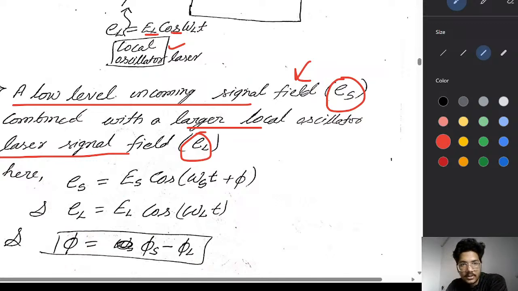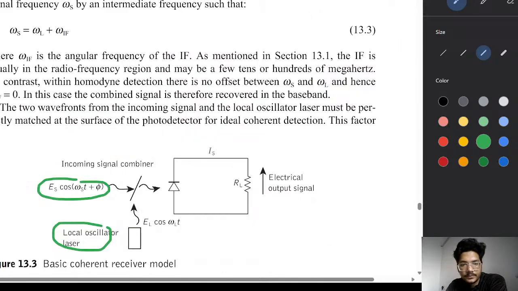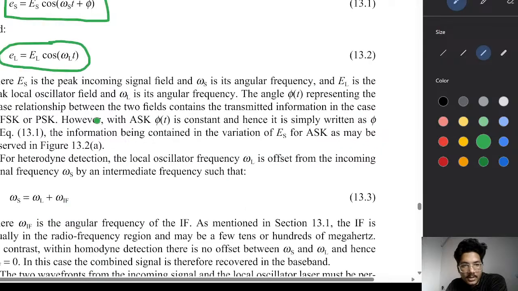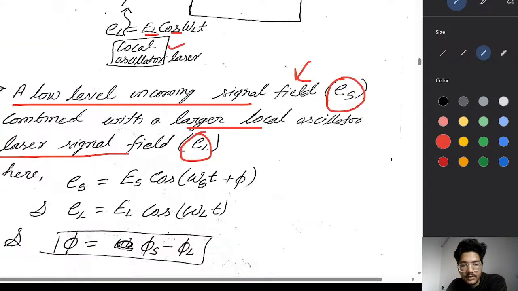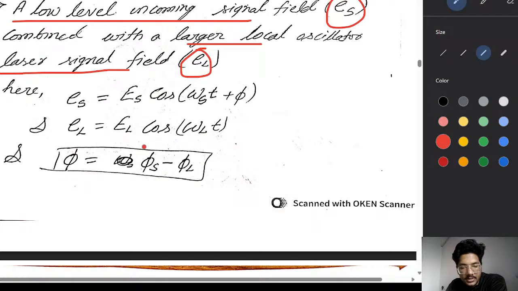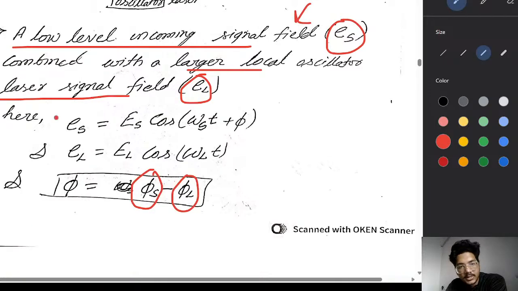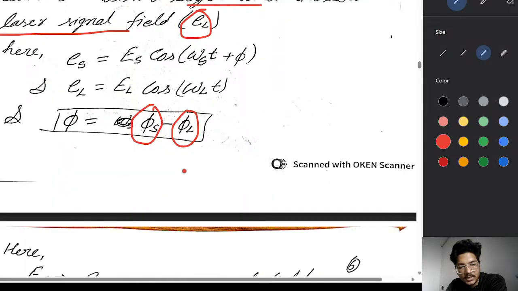In heterodyne detection, the local oscillator is offset from the incoming signal by the intermediate frequency, which will be omega L plus omega IF, after the phase difference phi S minus phi L, for the source minus the laser.